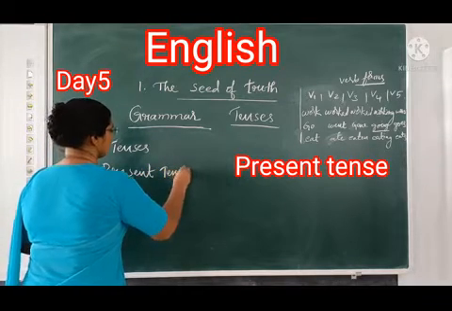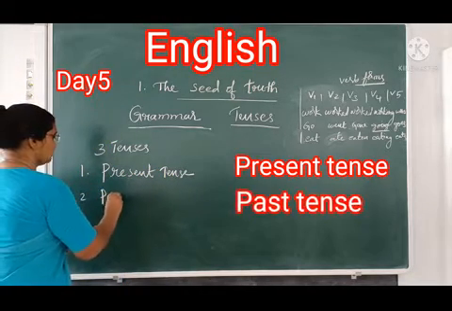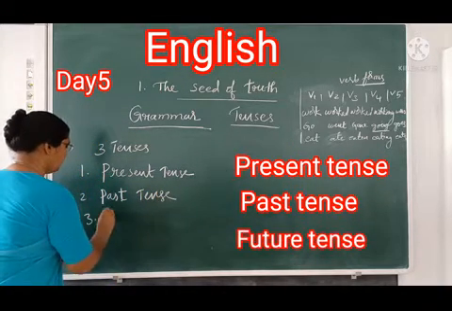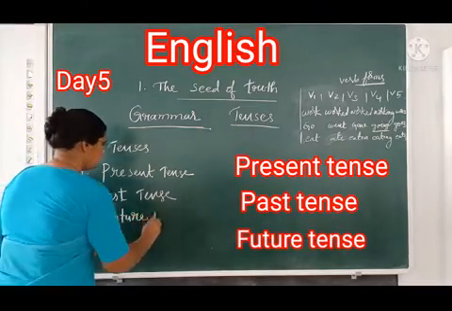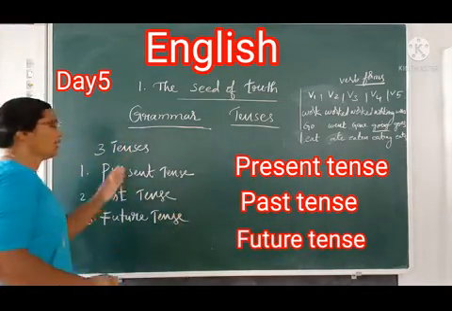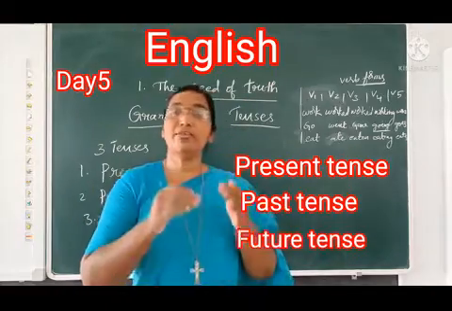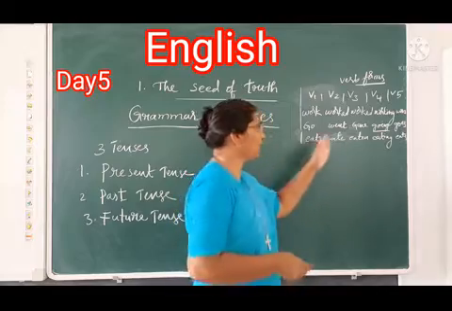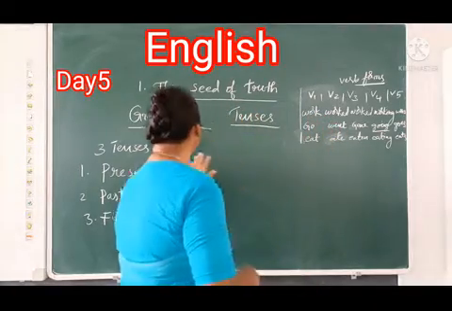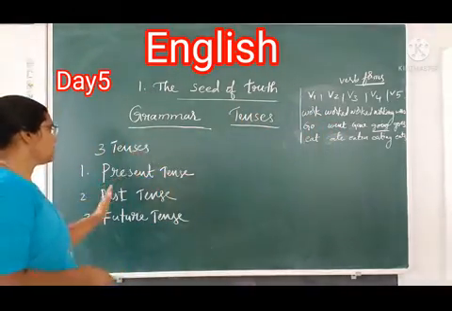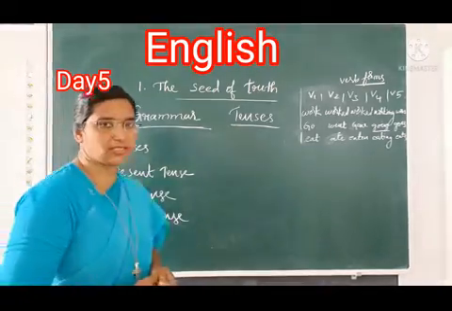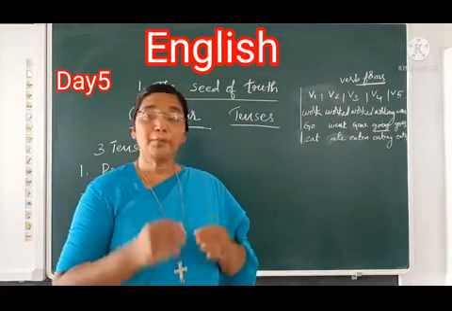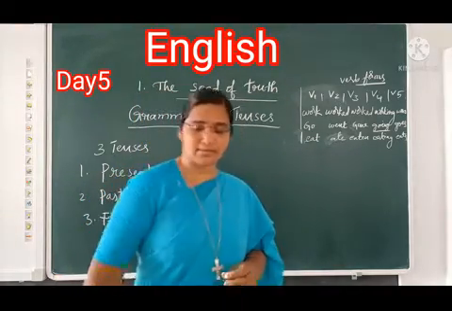Present tense, past tense, future tense. Are you clear? I have explained to you with examples and with the verb forms: V1, V2, V3, V4, V5. Are you clear? You already know V1, V2, V3. So, I have explained to you these three tenses: present tense, past tense, future tense. Are you clear? Now, I am going to teach you the importance of the present continuous tense.